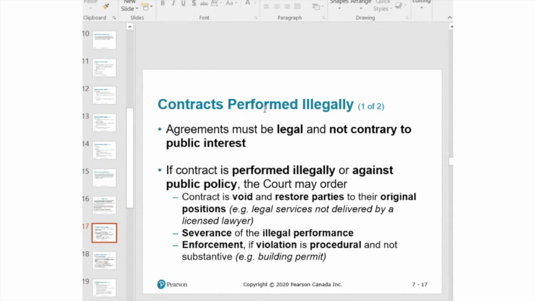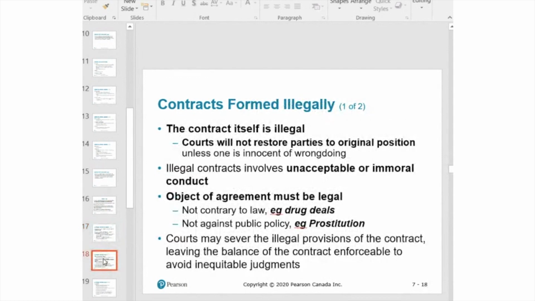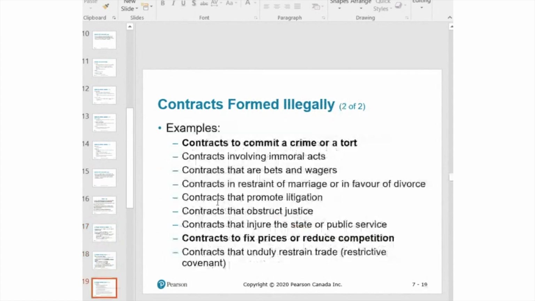And again, this is related to a legal contract being performed illegally, which is different from an illegal contract in which the object is illegal, such as those examples in here.